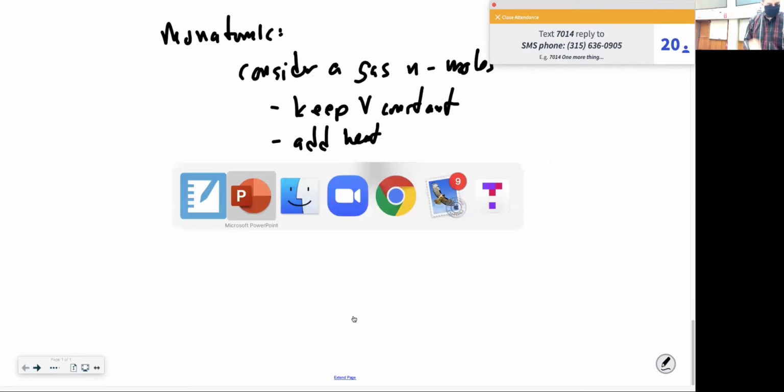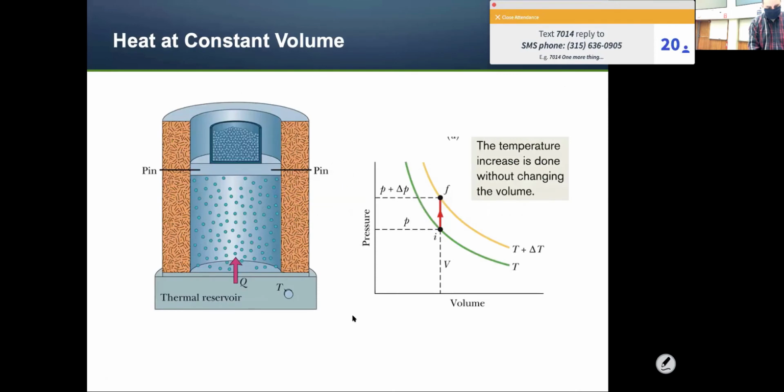If you want to show a picture, again, it's nice to keep a picture in the back of your head about what's actually happening. Sure, we know how it's going to move on the PV diagram. If you add heat and keep the volume constant, it's going to move up in the diagram to a hotter temperature. What does that look like, though?